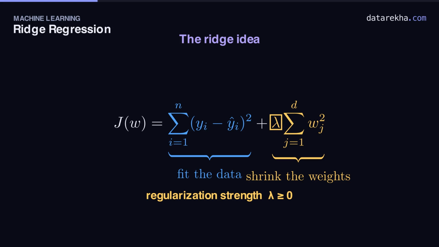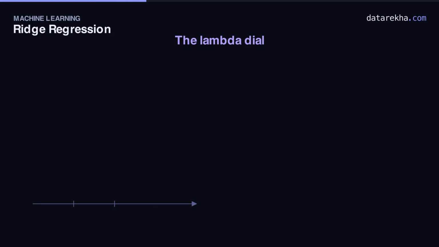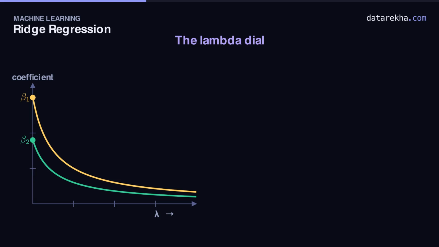So let's turn it. On the left, I'll plot the coefficient path, each weight up the axis, against lambda running left to right. At the far left, lambda is 0. No penalty. So these are just the ordinary least squares weights, sitting up high. Now crank lambda up and watch. Every coefficient slides downward, shrinking steadily towards 0.